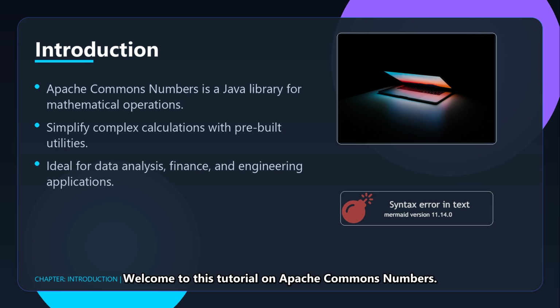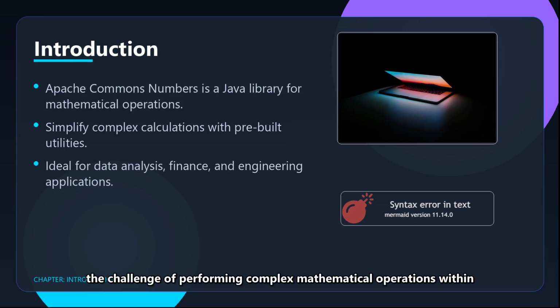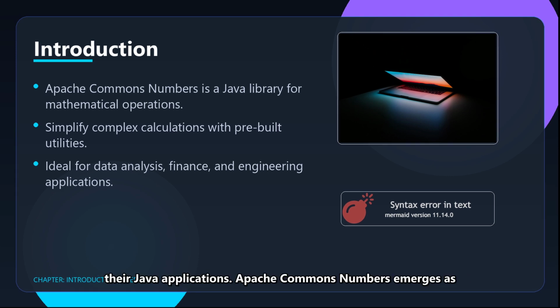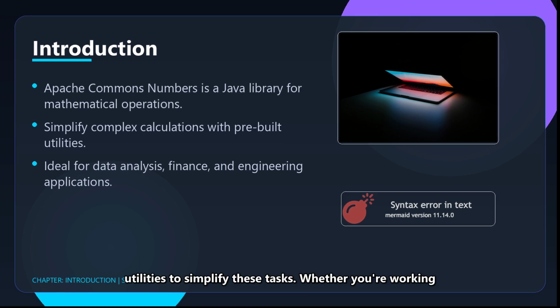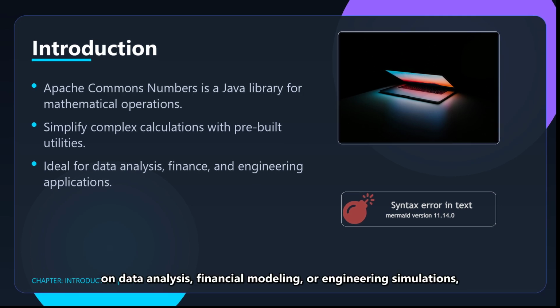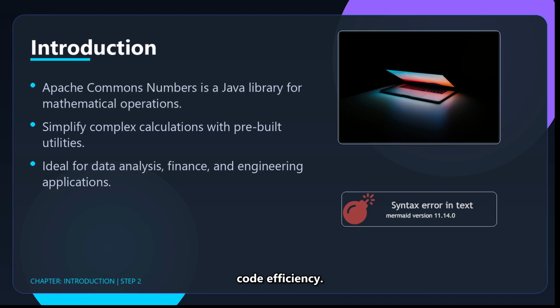Welcome to this tutorial on Apache Commons Numbers. In today's fast-paced tech world, developers often face the challenge of performing complex mathematical operations within their Java applications. Apache Commons Numbers emerges as a powerful solution, providing a comprehensive set of utilities to simplify these tasks. Whether you're working on data analysis, financial modeling, or engineering simulations, this library can significantly enhance your productivity and code efficiency.